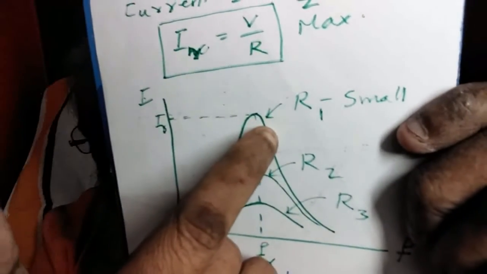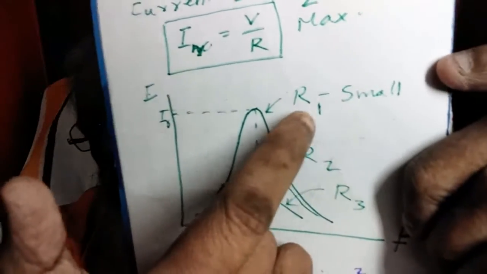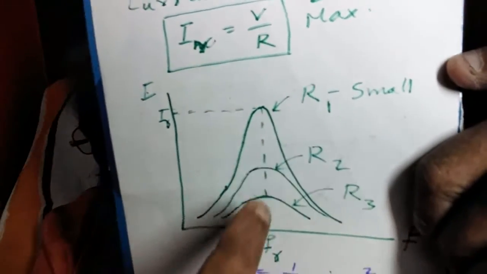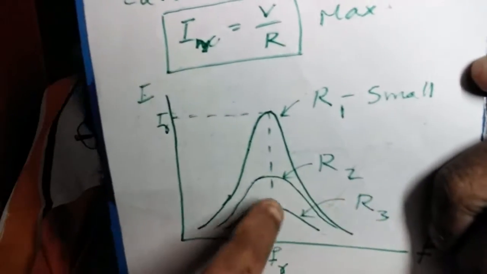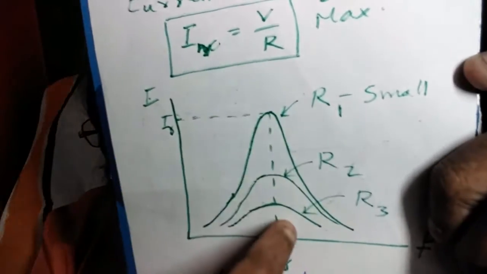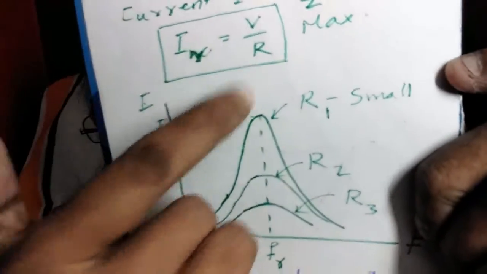This graph represents a smaller value of R. This is for a high value of R. So the height of the graph depends on the resistance in the circuit.